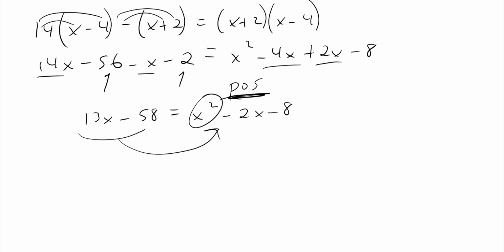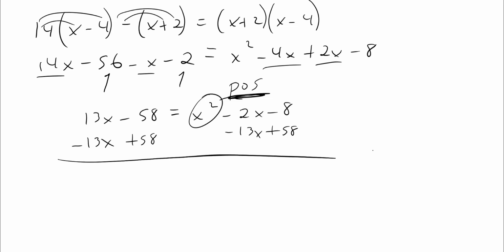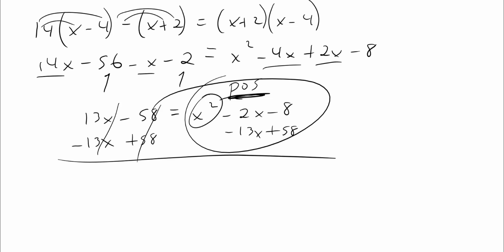Okay, that's all you have to do. So let me get rid of this little line here. That's really easy. In order to move that over, I'm just going to subtract 13x from both sides. And I'm going to add 58 to both sides. Okay, so this all cancels out, and that's why I'll get 0 on one side. But I'm going to put this now on the left-hand side. So I get x squared. Negative 2x minus 13x is negative 15x. And negative 8 plus 58 is plus 50. And that equals 0.